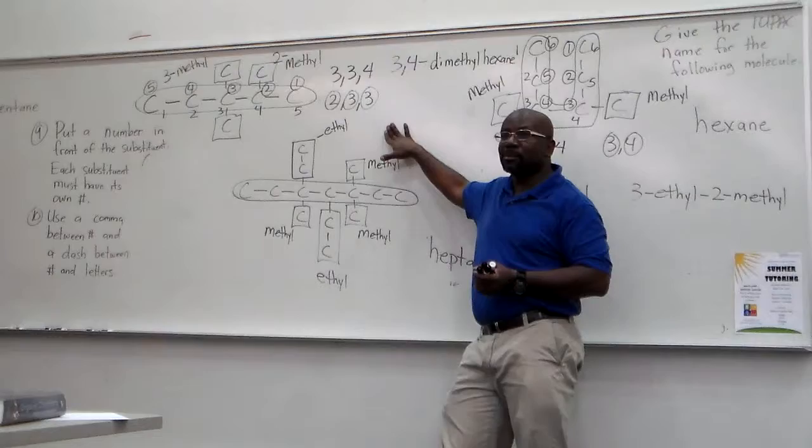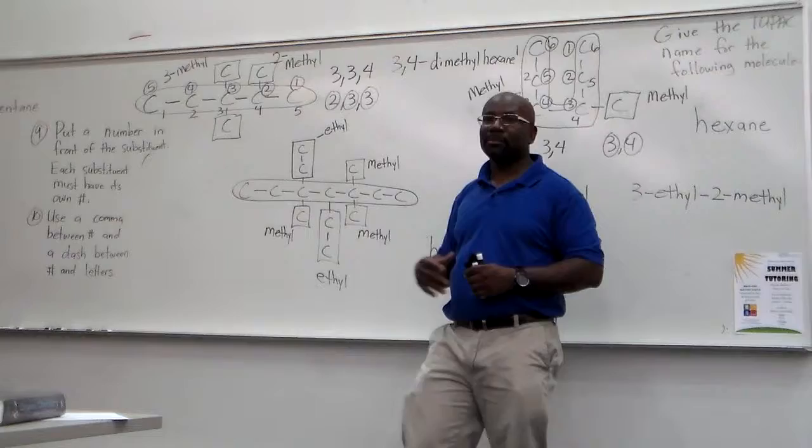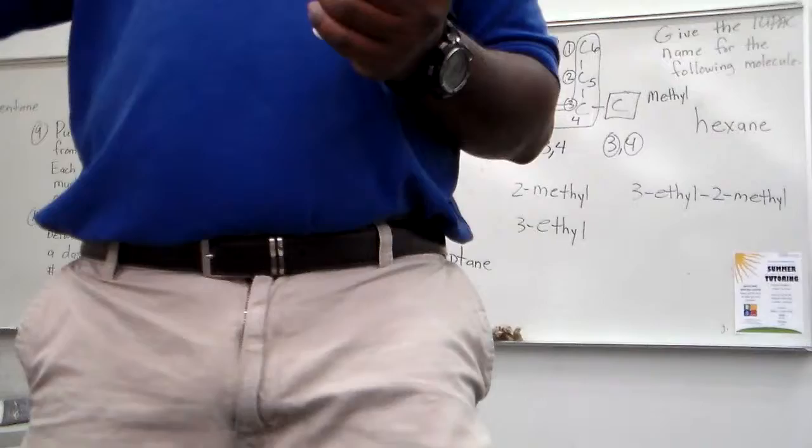Here I got one, two, three methyls. All of these are methyls, three of the same type. And here I got two of the same type, ethyl. It has to be the same type of substituent group: methyl, ethyl, propyl, butyl, etc. They all have to be the same type.